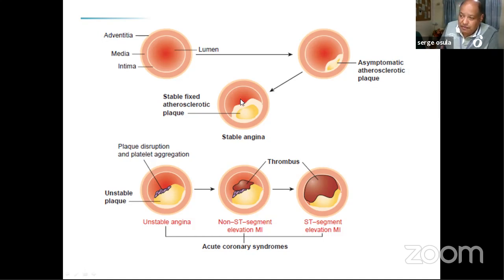So that means that when you exercise, or when your body needs more blood supply or more oxygen, it will not be able to receive it, so areas of heart muscle beyond that plaque in the vessel will not receive enough blood, and that will manifest as a pain. That pain is called angina, and angina itself can be quite stable.